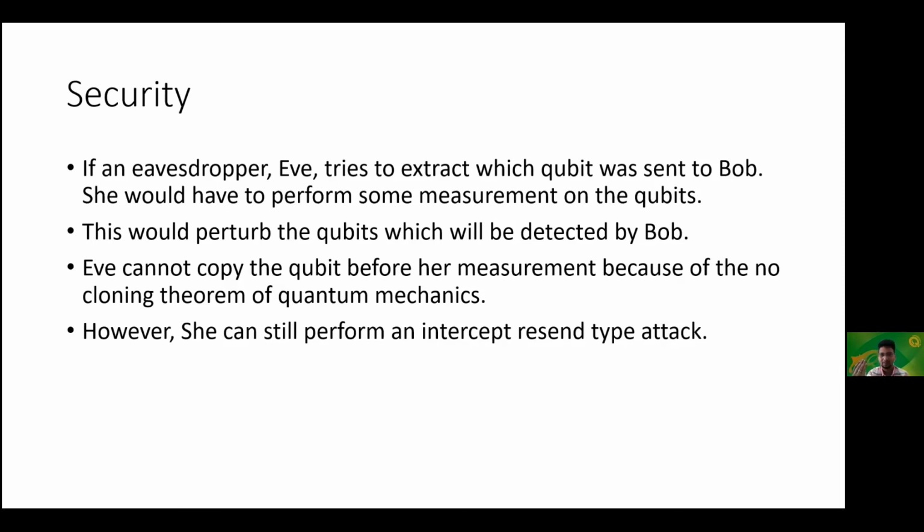We'll see how. Now you might say, okay, why doesn't she make a copy of the photon, send the original photon to Bob without touching it, and then perform the measurement on the copy? But in quantum mechanics, there is a theorem called the no-cloning theorem.